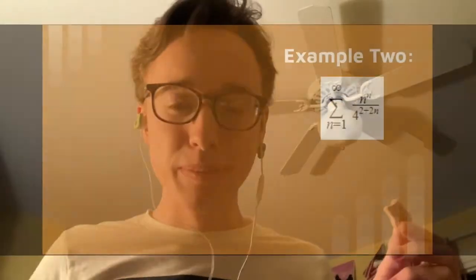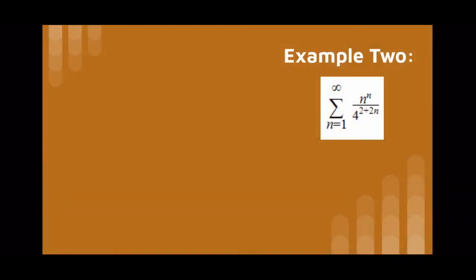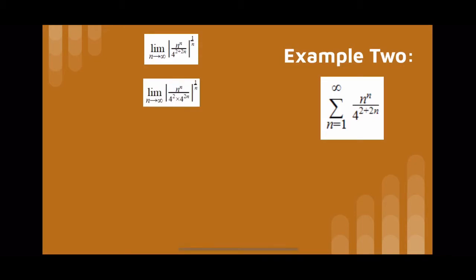Yummy. Example 2 shows the sum of n to the n over 4 to the 2 plus 2n from 1 to infinity. Let's use the same equation that we've had previously and plug in our series for a sub n, as you see I have done. Next, I will separate out the denominator into 4 squared times 4 to the 2n, which is equivalent to what the denominator was previously, just making it a little simplified and easier to evaluate.